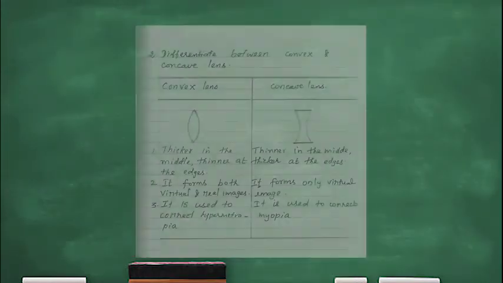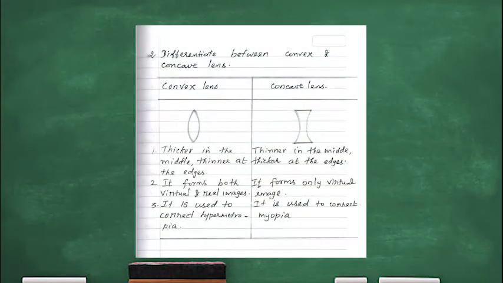Next one, the difference between convex and concave lens. Then I have drawn the two lenses. First lens thicker in the middle, thinner at the edges. Then just opposite will be the next one. Okay, instead of thicker you write thinner. Then thinner you write thicker, you will get the answer. But then you learn one side, the other side will be free.